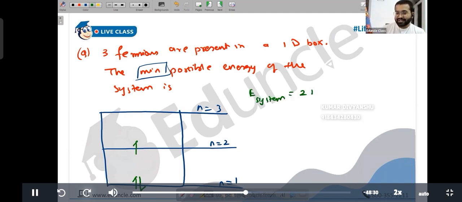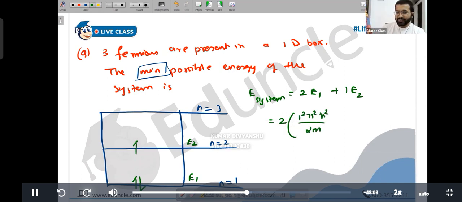So we have got 2 electrons in the ground state, and we have got 1 electron in the first excited state. Clear, people? 2 electrons have got E1 energy, 1 electron has got E2 energy, because we cannot have a third electron here. So this is 2 into E1, which is n squared pi squared h squared upon 2 m L squared. So 1 squared pi squared h squared upon 2 m L squared, plus E2, which is 2 squared pi squared h squared upon 2 m L squared.